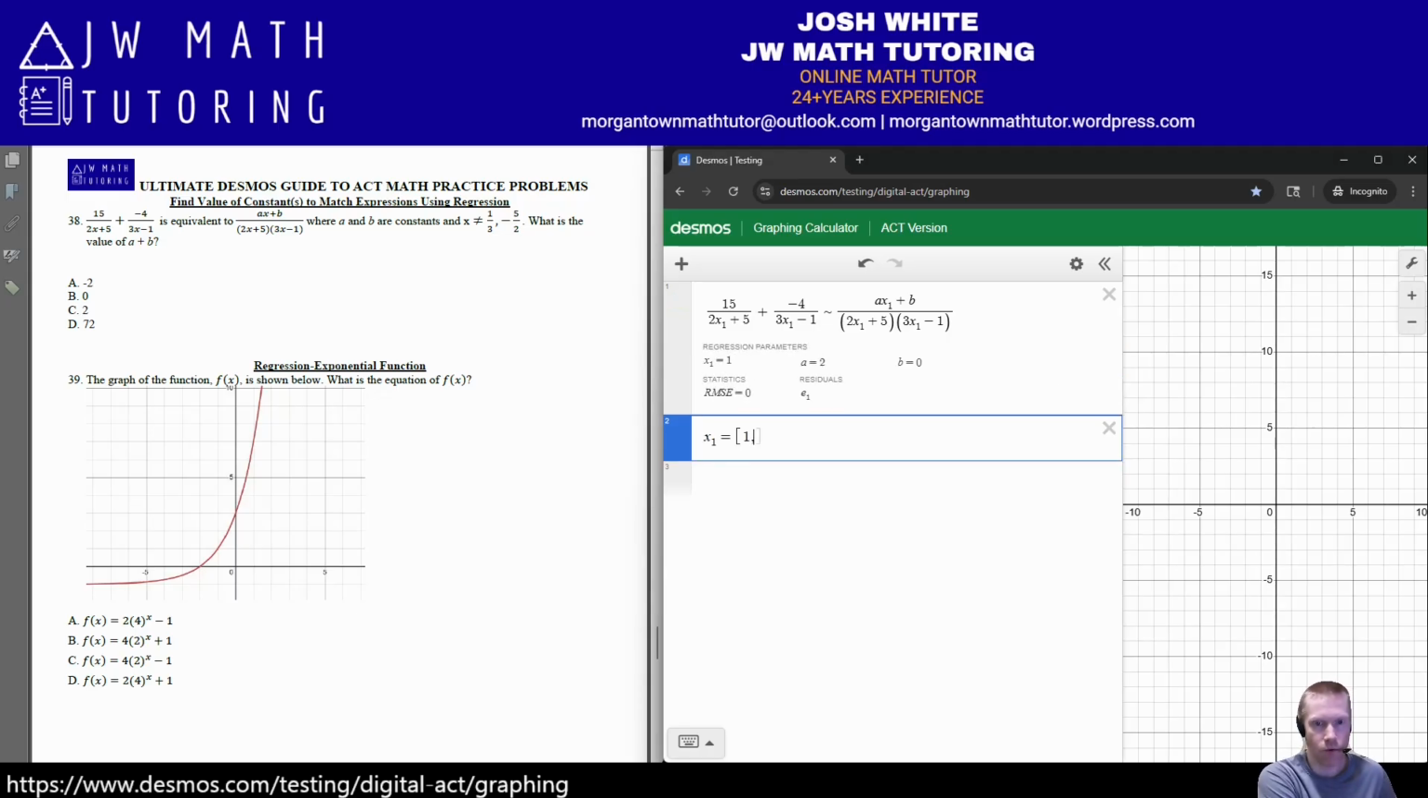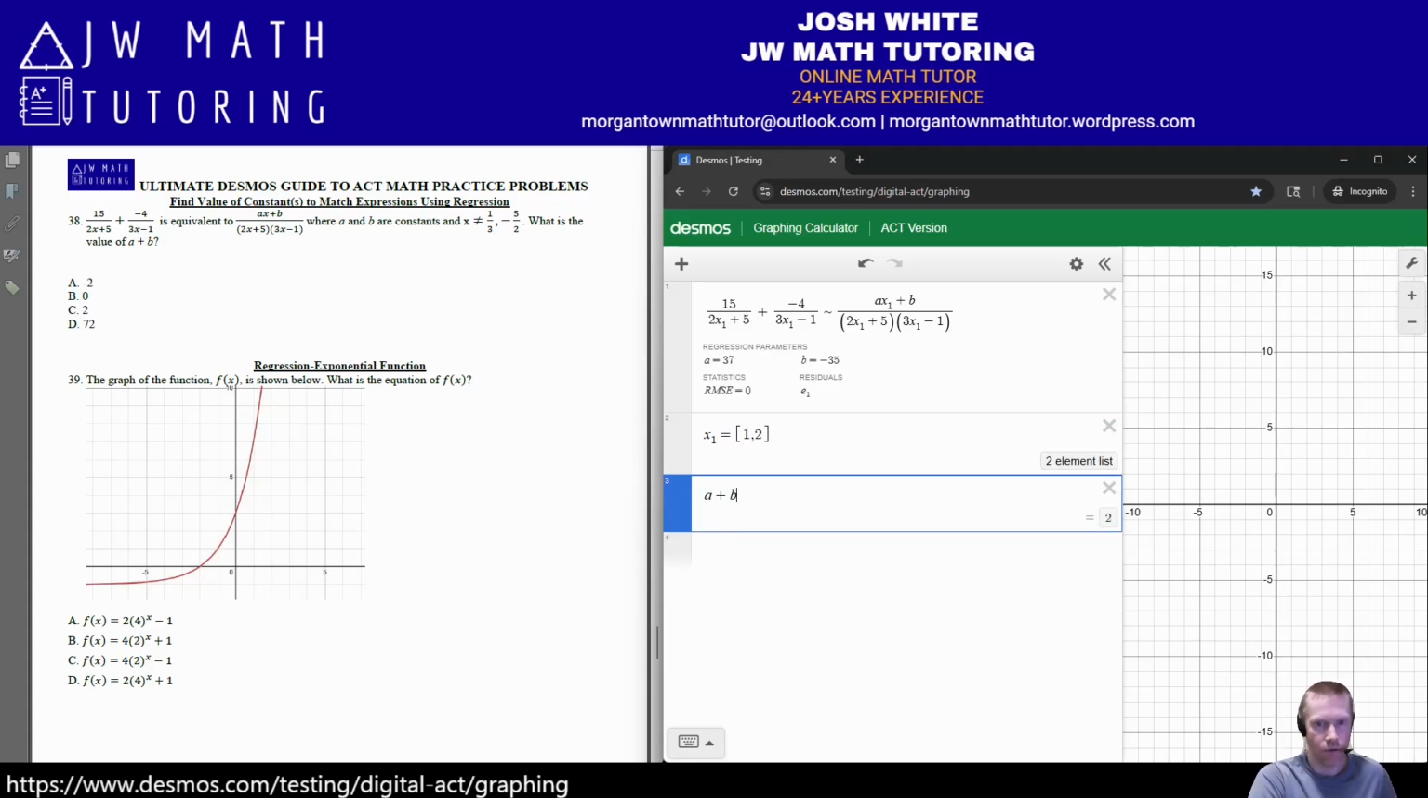So notice I'm just going to pick 1 and 2. Very simple. Now I have the values of a and b, and I can just do a plus b and get 2. So the correct answer for this problem is just going to be letter C. It is 2. Now, notice it technically did give me the correct value for a plus b when I did not have the element list, and it had them as 1 and 1. However, the individual values were not correct.